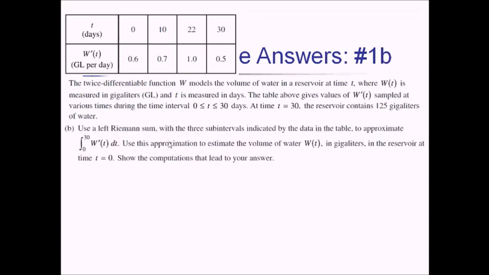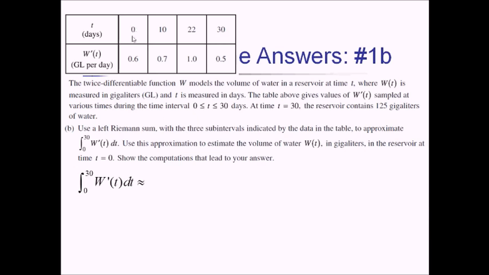On this problem, they want us to use a left Riemann sum with 3 subintervals, indicated by this table, to approximate the integral of W prime from 0 to 30. We'll use that for some other stuff in a minute, but let's do this part first. So the integral of W prime of t from 0 to 30 is approximately equal to, and I have to write approximately because I'm not finding the actual value, a left Riemann sum. So I have a bunch of base times height rectangles that I'm adding together.